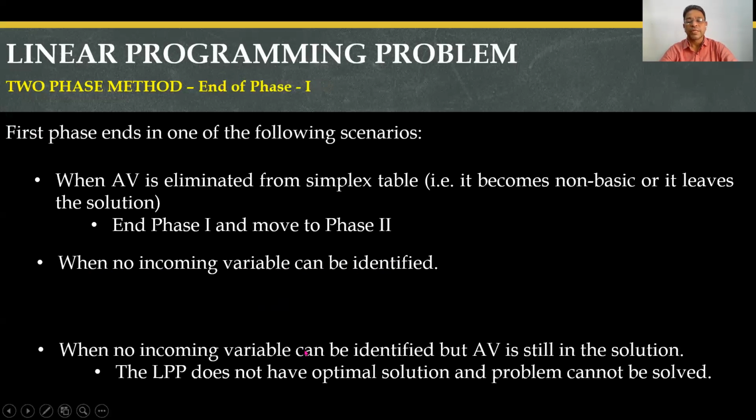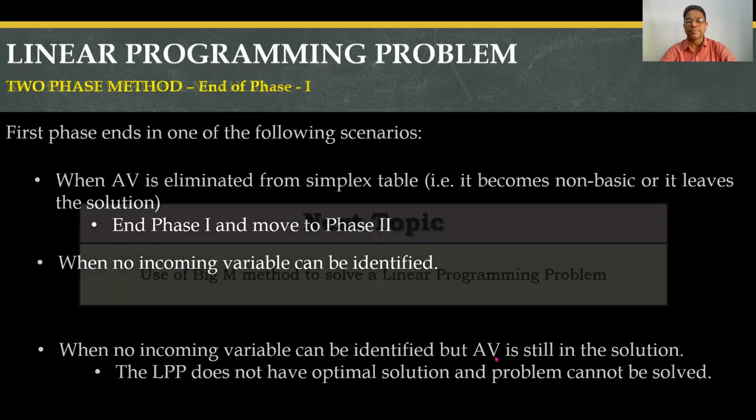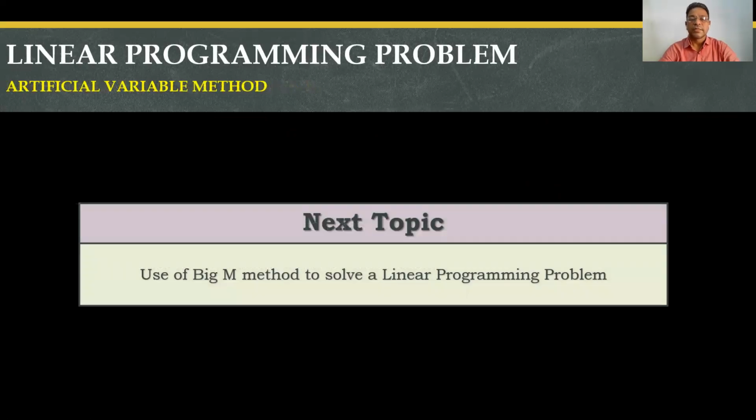If no incoming variable can be identified, but the artificial variable is still in the solution, then the LPP does not have any optimal solution and the problem cannot be solved. It means that we should get rid of the artificial variable at the end of phase 1. If that is not the case and we still have the artificial variable, then the problem cannot be solved using linear programming or the simplex method. The next topic here will be how to use the big M method to solve the linear programming problem.